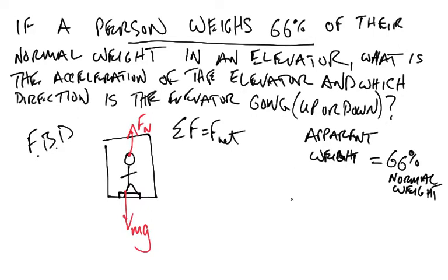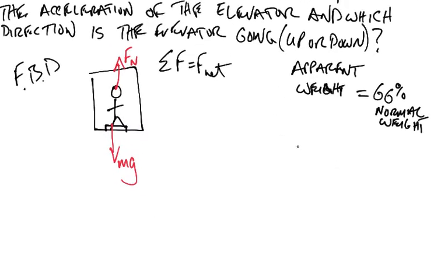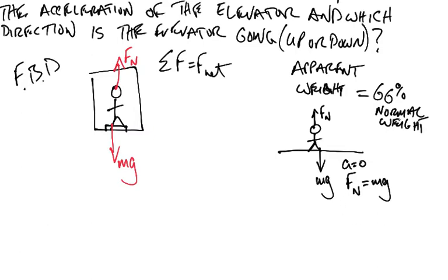Well, let's move this over a little bit. Their normal weight would be if they were standing on the ground, and in that case you have your normal force and you have gravity acting down. Because the acceleration for their normal weight would be 0, Fn would have to be equal and opposite to mg to give you 0 net force and therefore 0 acceleration. So in this case Fn equals mg. That is their normal weight, mg.